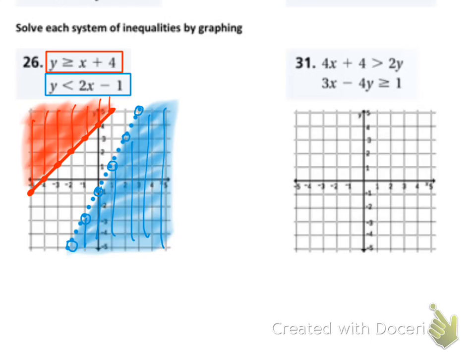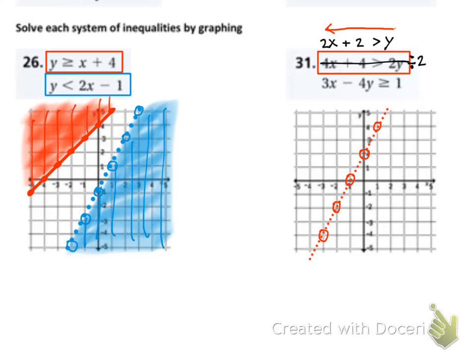31 is a little bit more complicated, but still manageable. So for the first expression, I have 4x plus 4 is greater than 2y. It's not in any particular form, so I divided everything by 2. So that gives me 2x plus 2 is greater than y. However, reading this from left to right, I have the statement y is less than 2x plus 2.